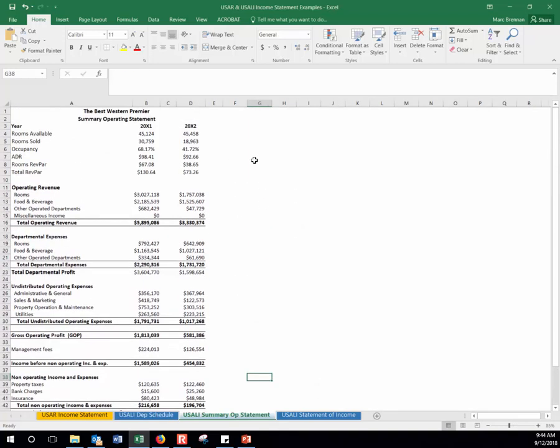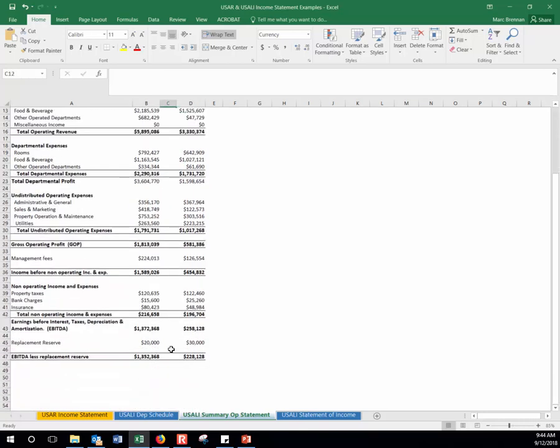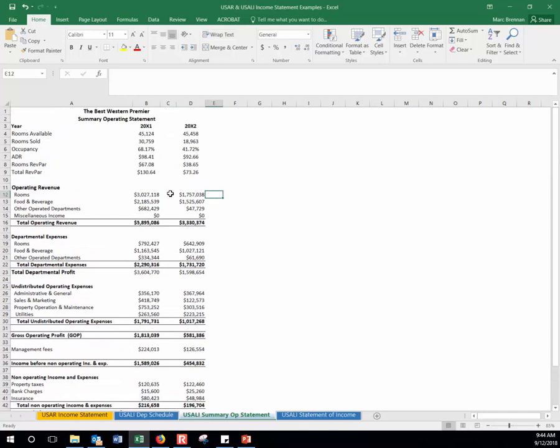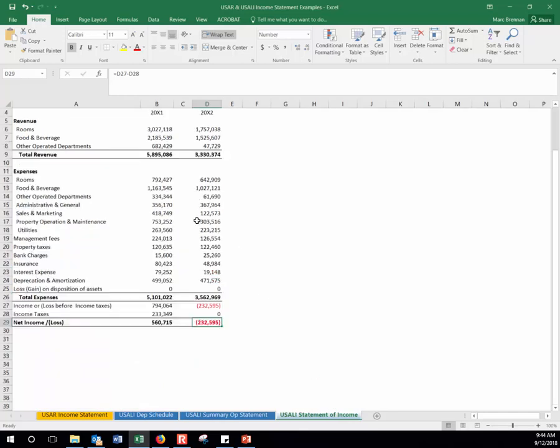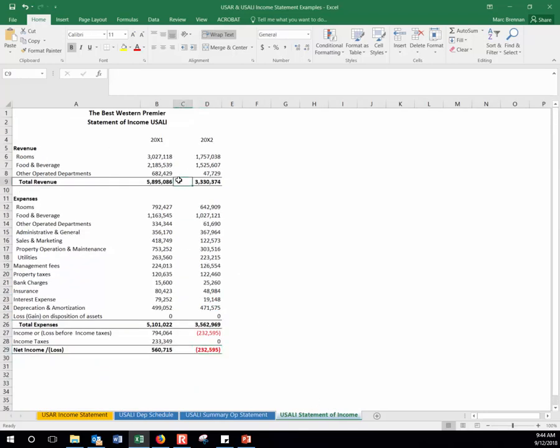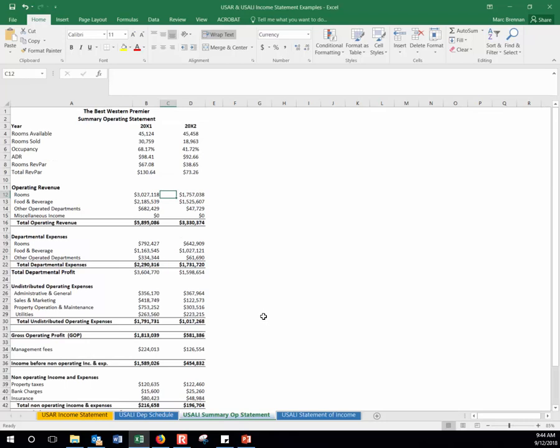Now for this summary operating statement, we would complete the same approach. So we would complete our rooms revenue compared to total revenue, rooms expense compared to operating revenue, so on and so forth, okay? Everything would be compared to our total operating revenue. Every single line going down all the way to the bottom. And then we would compare our percentages from 2012 to 2011. We would do the same for the statement of income. It would always be compared to total revenue.